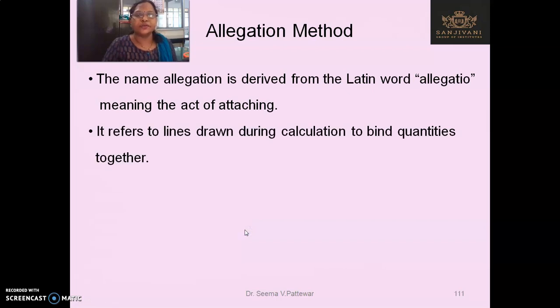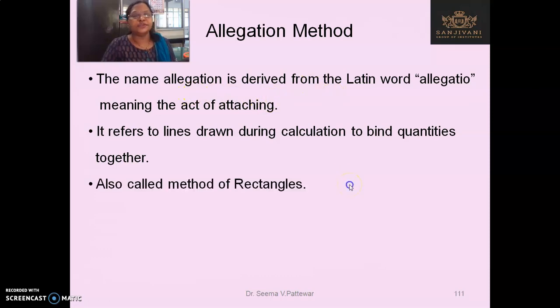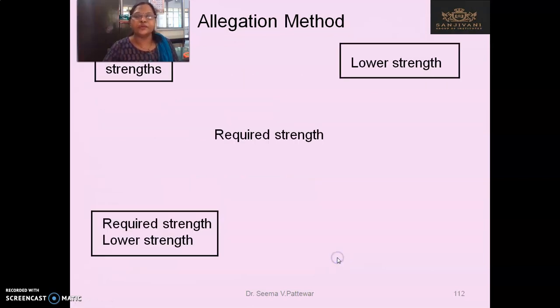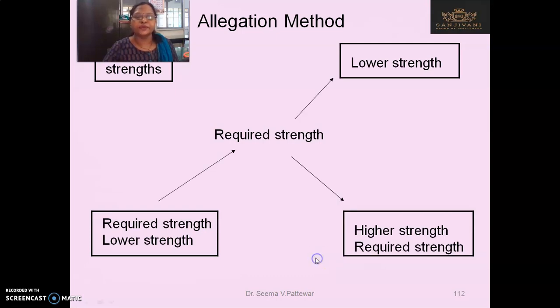So the alligation method, or your favorite method. The name alligation is derived from the Latin word alligatio, meaning the act of attaching. It refers to lines drawn during the calculation to bind quantities together, also called the method of rectangle. It is a rapid means of calculation when a preparation of intermediate strength is desired by mixing two preparations of lower and higher strength respectively. So already we have seen that formula. So you have to calculate like that.